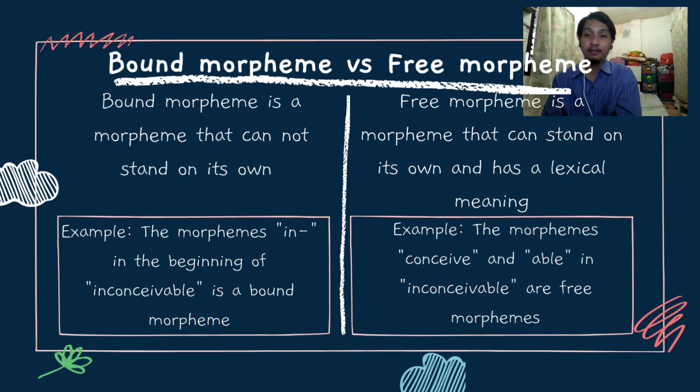On the opposite, there are free morphemes, and free morphemes are morphemes that can stand on their own because they have lexical meaning. For example, in the word inconceivable, the morphemes conceive and able are free morphemes because they both have a lexical meaning outside of inconceivable.